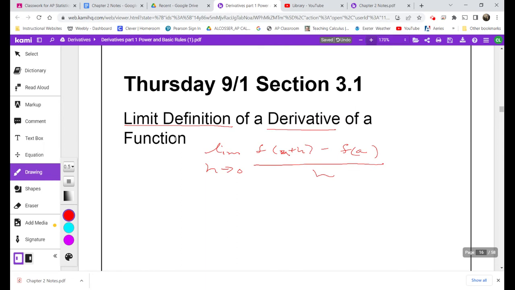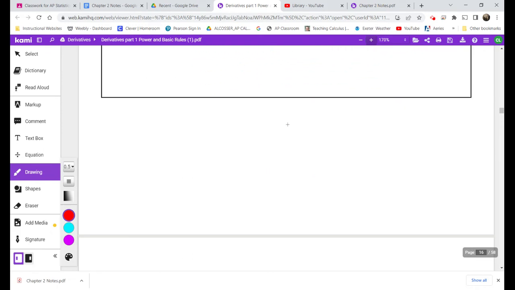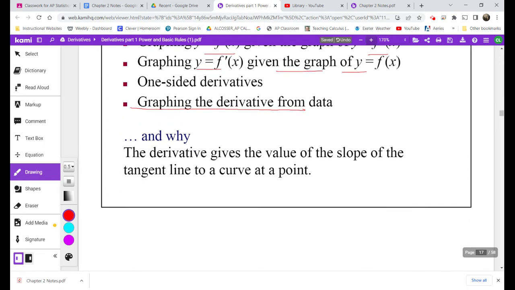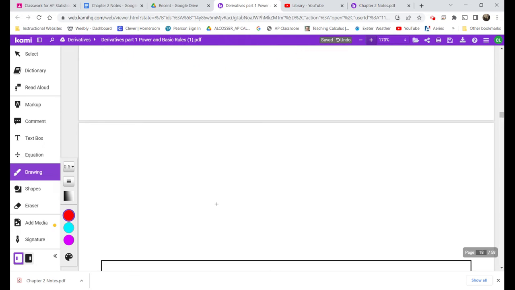So we're going to take that definition and move it into the definition of a derivative. Let's talk about the meaning of differentiable, different ways of denoting a derivative, and graphing a derivative from data. Just remember, the derivative gives the value of the slope of the tangent line to the curve, and we're calculating it using the secant line, which we talked about today in class.